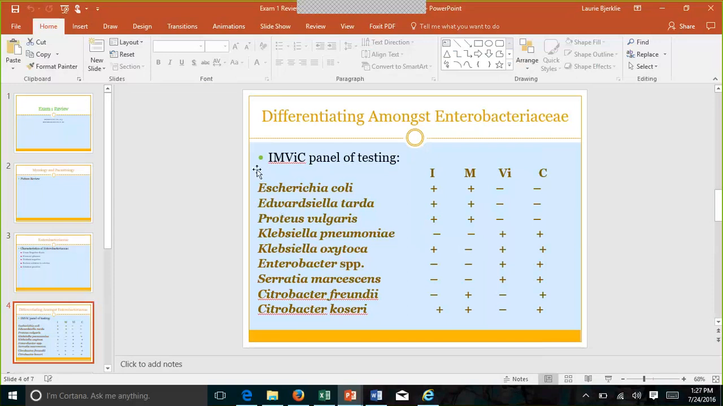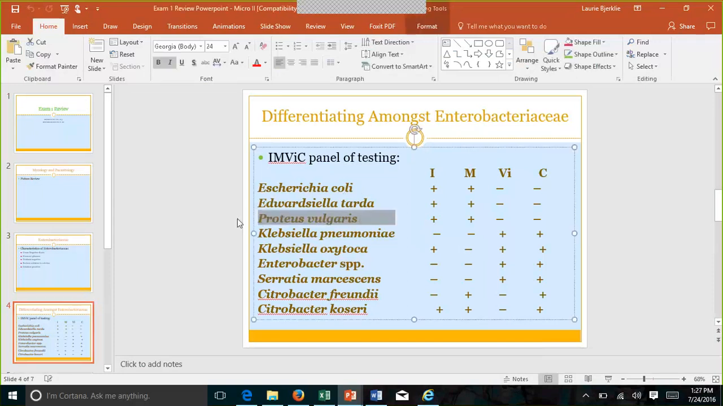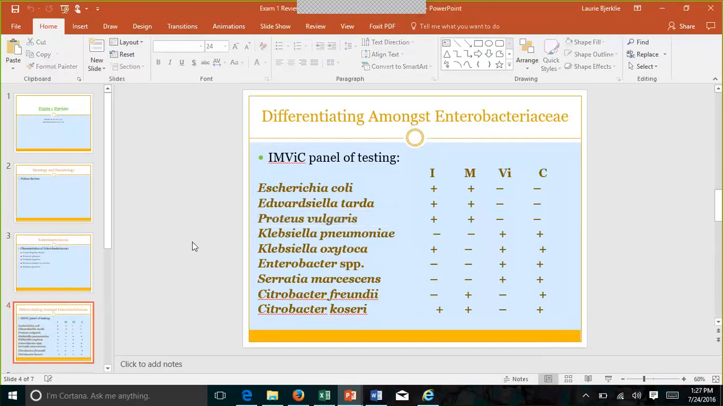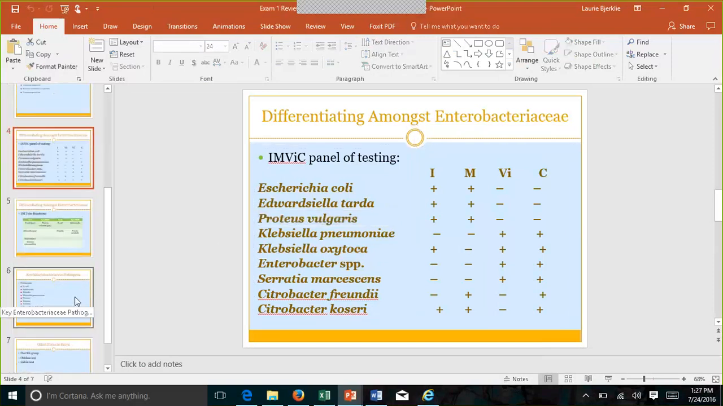The big one, especially, is E. coli is hugely indole positive. That's such a big characteristic for E. coli. The other thing to note is Proteus vulgaris is indole positive, whereas Proteus mirabilis is indole negative. Keep that in mind. There's other features to note here as well that I'll talk about in a second.